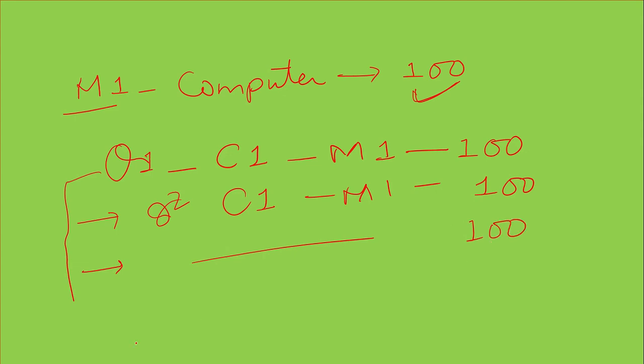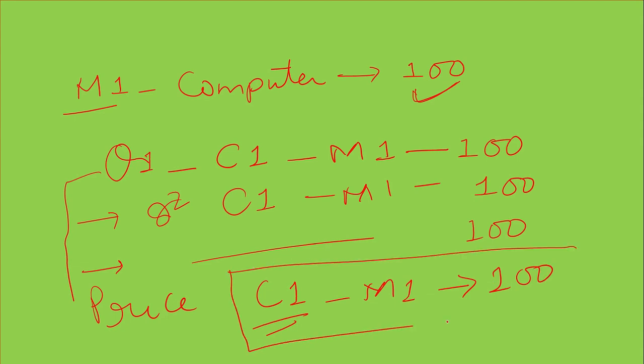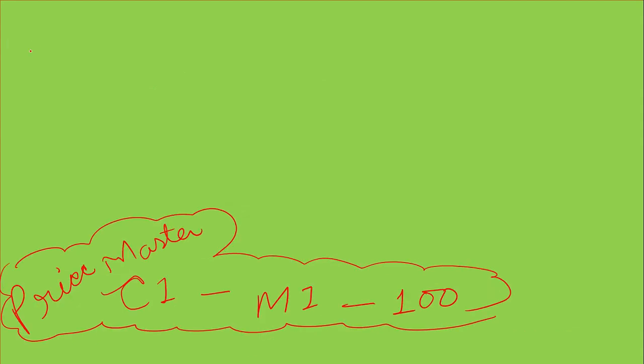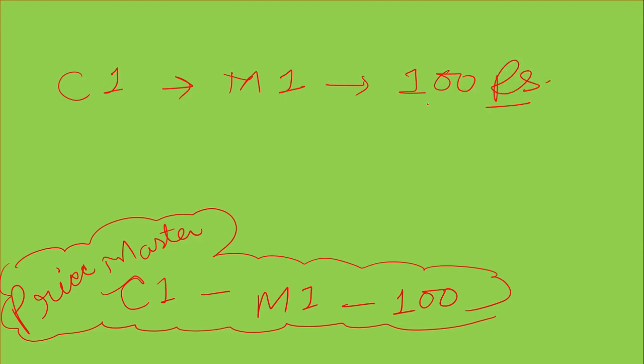So to avoid it, we can maintain a price master by saying that if customer 1 orders material 1, then I will charge 100 rupees, right? This master you have saved in your system. So every time you create an order for customer 1 for material 1, the system will automatically fetch the price of 100 rupees. This way the price master can be used.